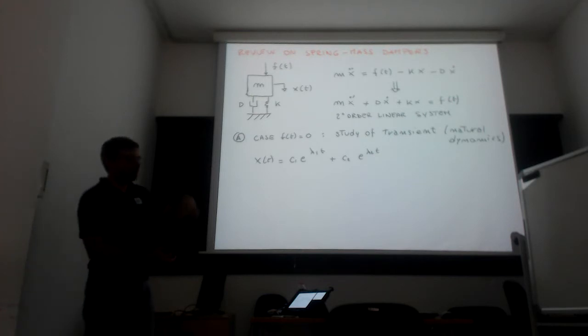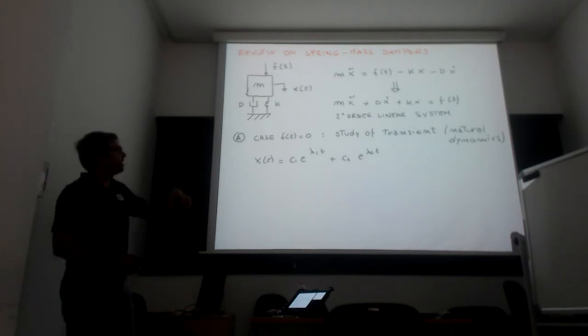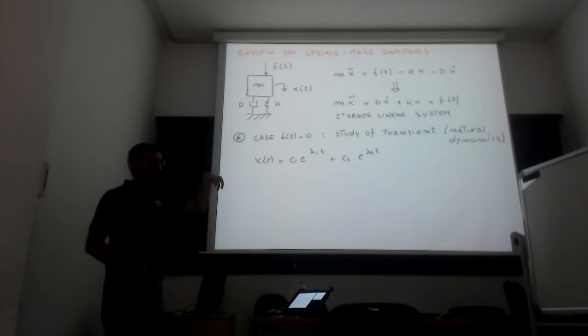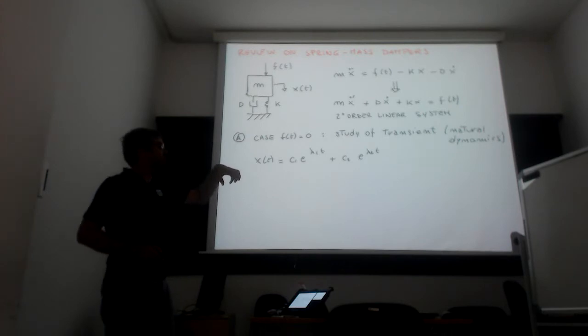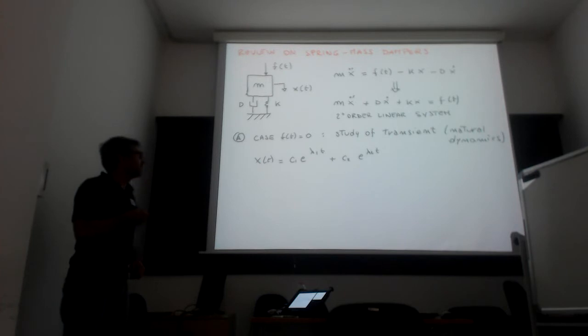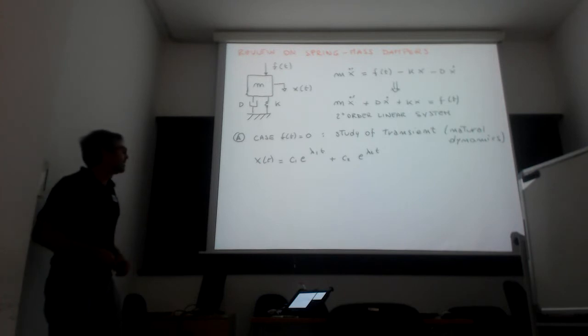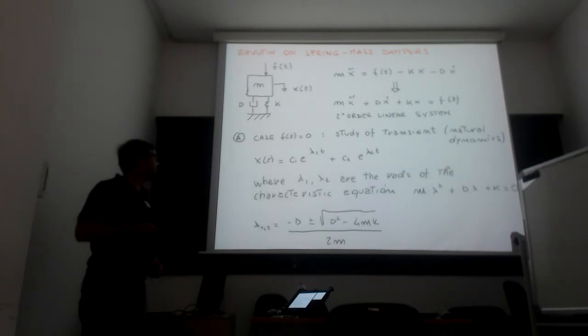How the system behaves whenever we move away from a certain initial condition. When we set a certain initial condition, we let the system evolve naturally. And this is the way the trajectory behaves. It's a linear system.